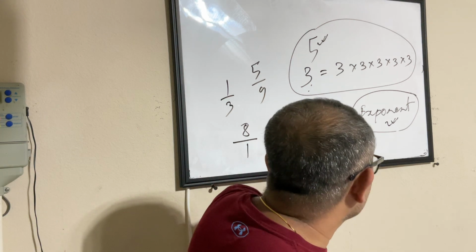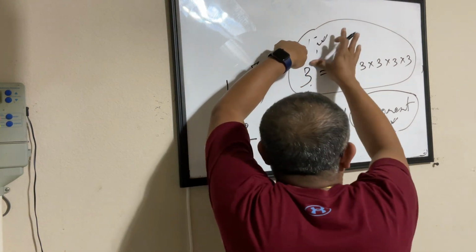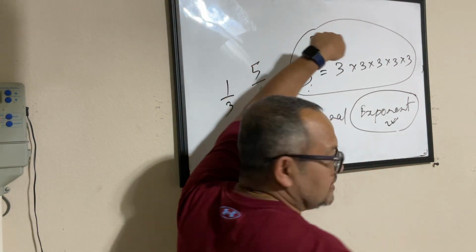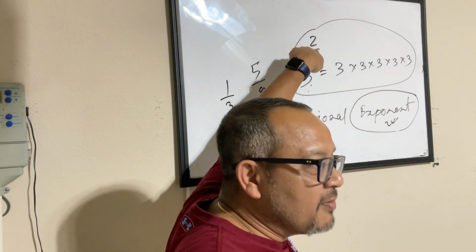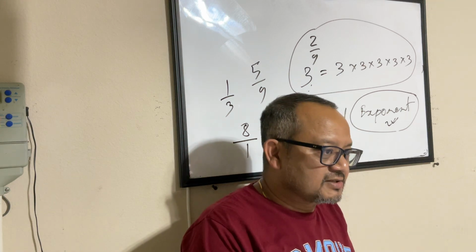So when we are talking about rational exponent, what was my exponent here? If I even end up having 3 to the power 2 by 9, I have an exponent where the exponent is in the form of a rational number. So this is called rational exponent. Does it make sense?